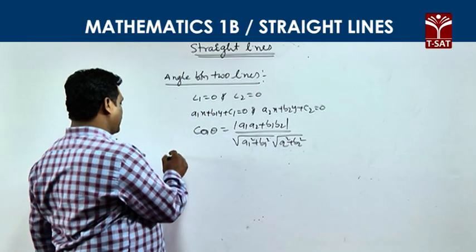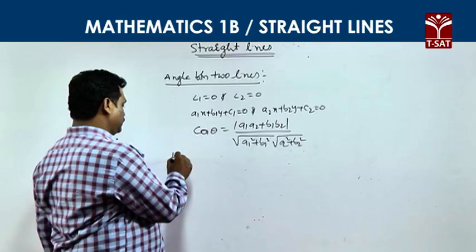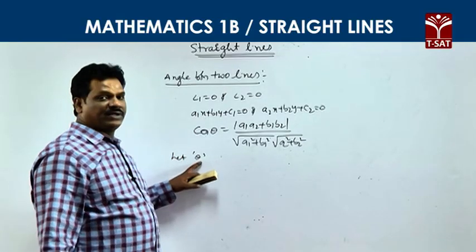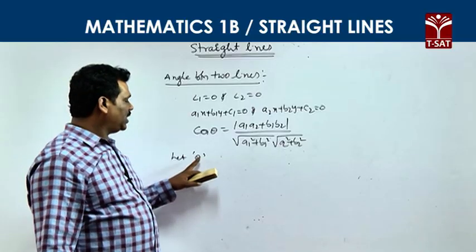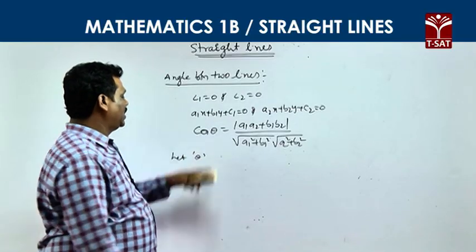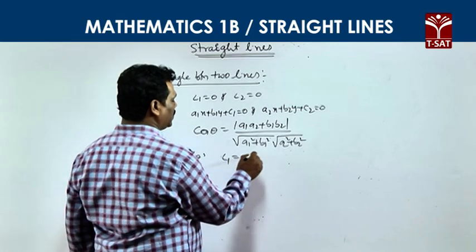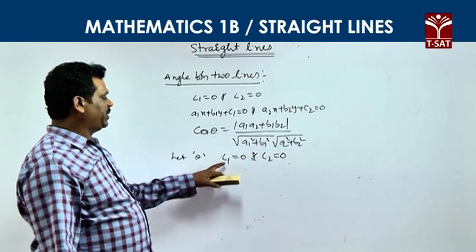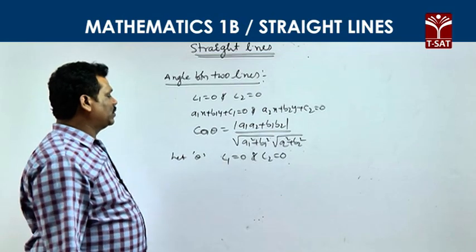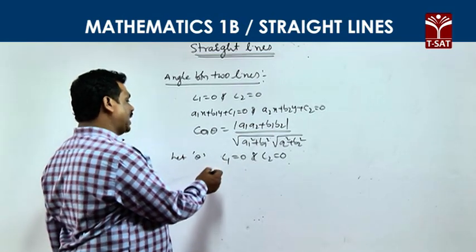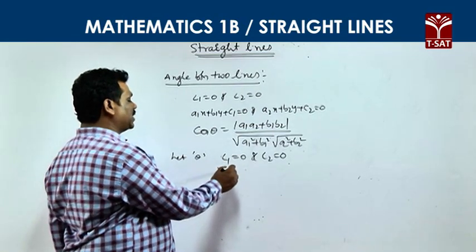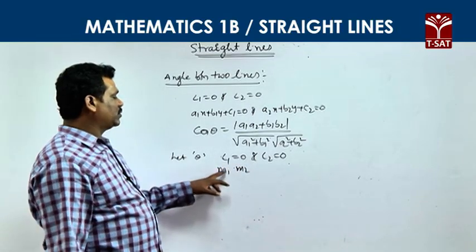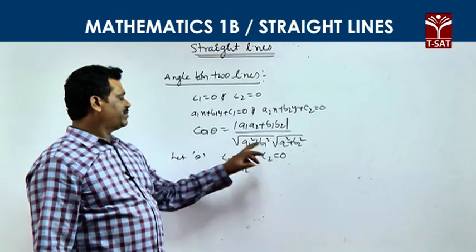Another formula is also there for the angle between two lines. Let theta be the acute angle between the lines L1 equal to 0 and L2 equal to 0, having slopes m1 and m2. m1 is slope of first line, m2 is slope of second line.